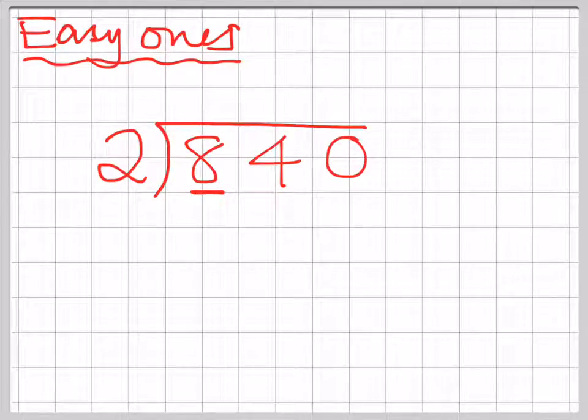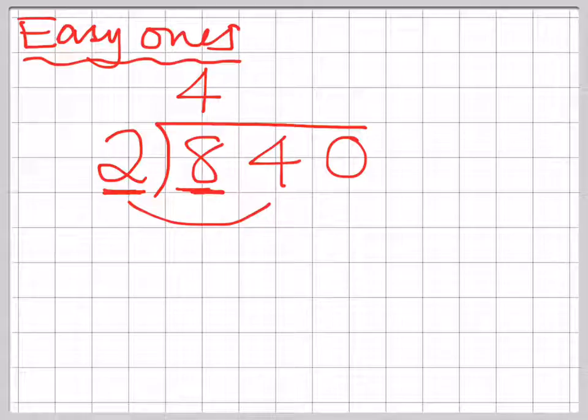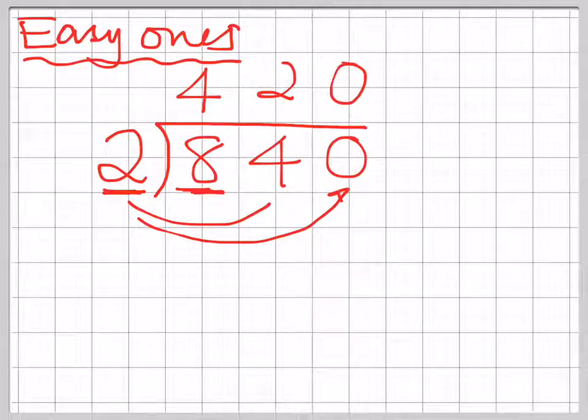We say, how many 2's are there in 8? The answer is 4. So 4 goes there. Then we say, how many 2's are there in 4? The answer is 2. And then we say, how many 2's are there in 0? The answer is 0. So the answer to 840 divided by 2 is 420.